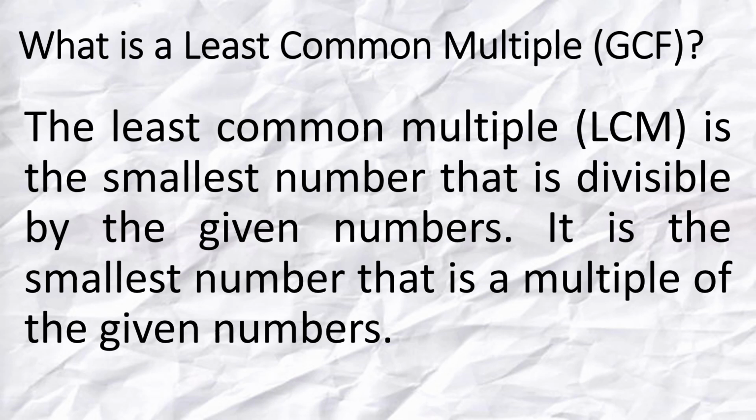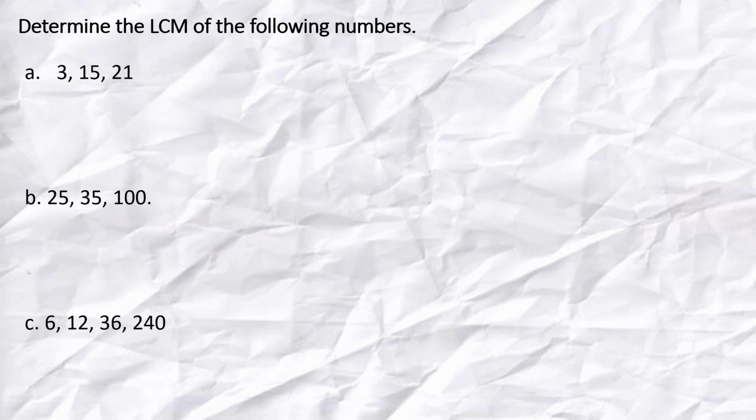What is a least common multiple? Sorry, this is just LCM, or what we call LCM. The least common multiple is the smallest number that is divisible by the given numbers, and it is the smallest number that is a multiple of the given numbers. So to do that, let us try to find the LCM of the following numbers. The method that we will use here is the continuous division method.